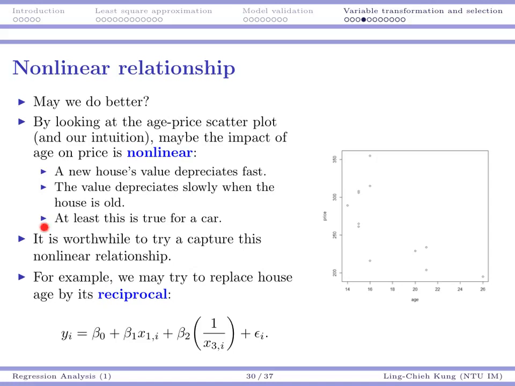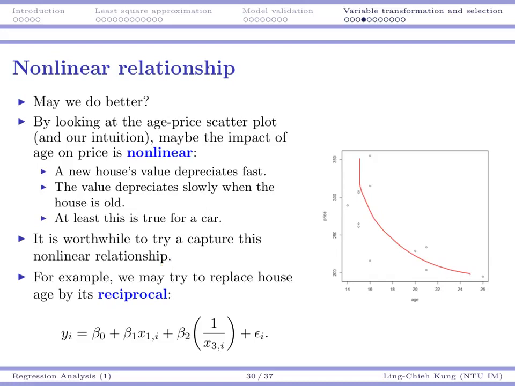Or at least we know this is true for used cars. When a car is old, then getting even older has no impact. But when a car is new, when it gets 1 year older, the value would depreciate a lot. If we look at the graph, it seems to us that the relationship is something like this, right? Seems to be nonlinear. So that means it's worthwhile to try to model this nonlinear relationship.